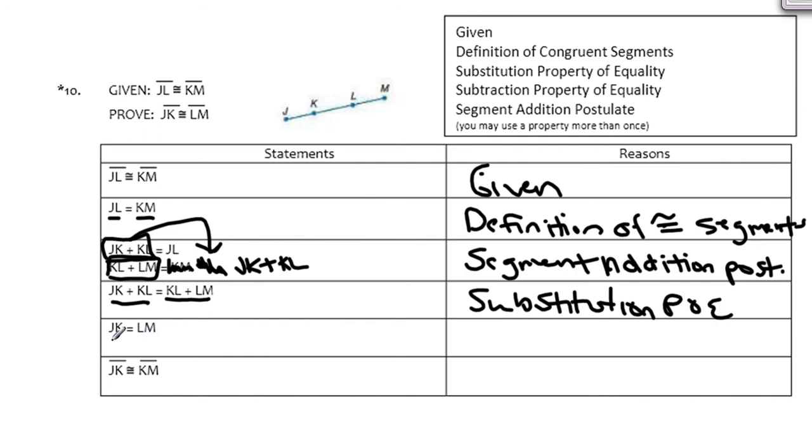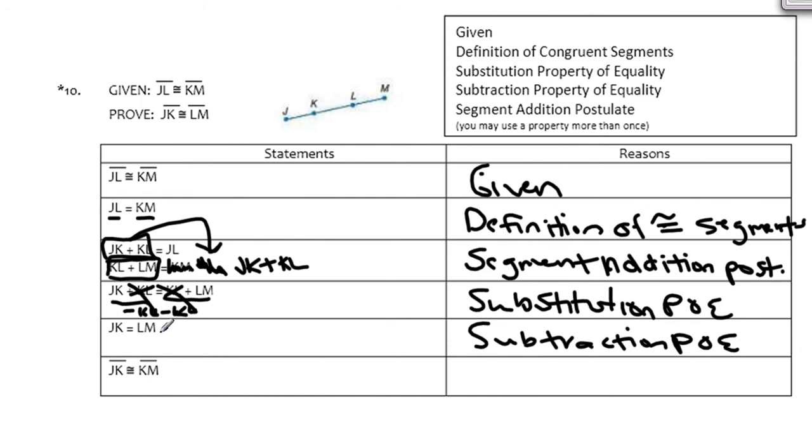All right, and then finally we have JK equals LM. Well, in this line we had JK plus KL equals KL plus LM. And if you notice, the KL and the KL from both sides of that equation just disappear. What allows us to do that is if we subtract KL from both sides of our equation, they equal 0. And then we'll be left with JK equals LM.